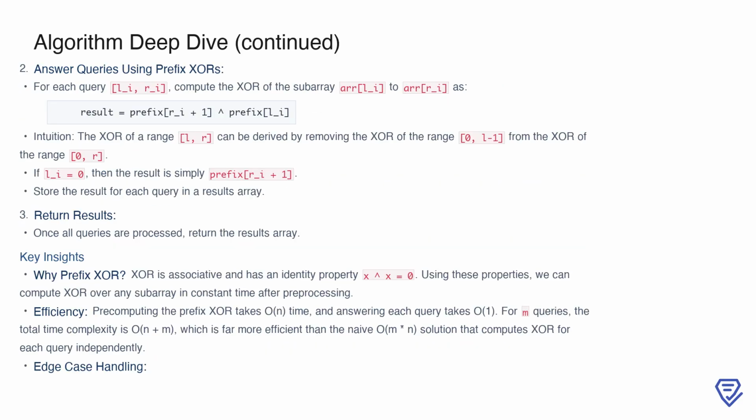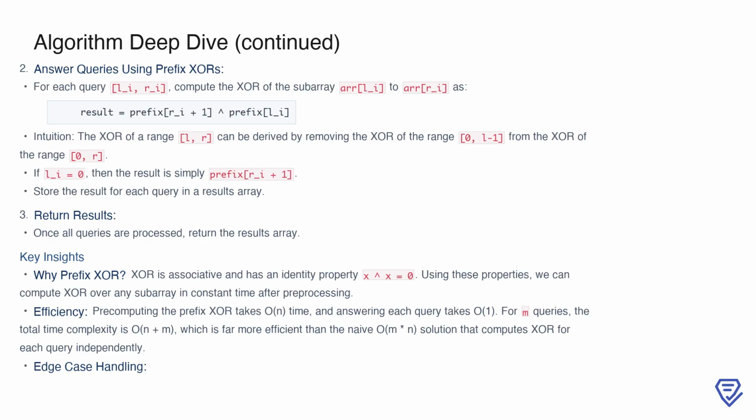Once the prefix XOR array is computed, it becomes straightforward to answer the queries. For a query [L_I, R_I], the XOR of the subarray ARR[L_I] to ARR[R_I] can be calculated as prefix[R_I + 1] XOR prefix[L_I]. This works because the XOR of a range [L, R] is essentially the XOR of the entire range [0, R] XOR the XOR of the range [0, L-1]. If the lower bound L_I is 0, the result simplifies to just prefix[R_I + 1], as there is no range to subtract. After computing the result for each query, we store it in a results array.